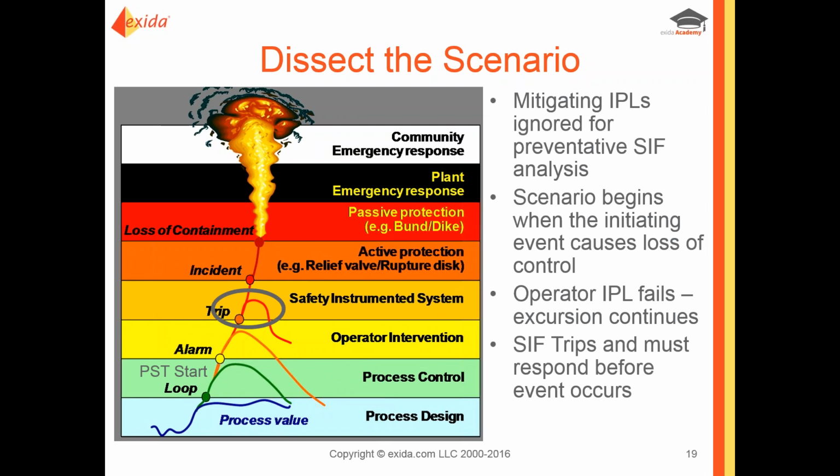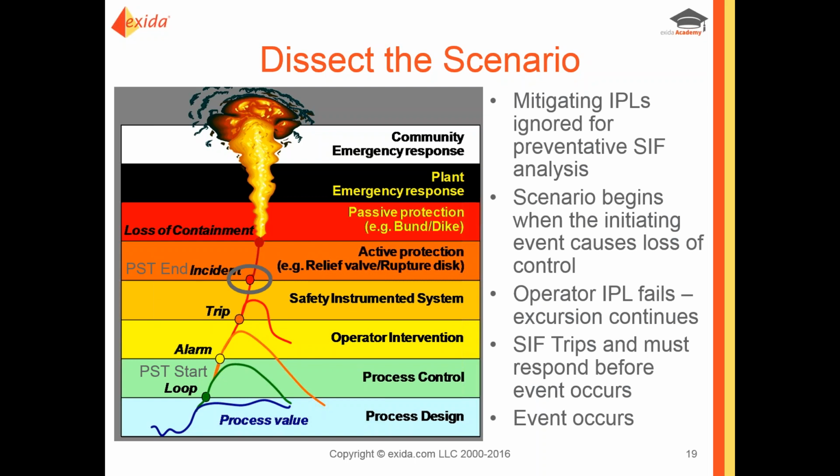The SIF must trip before the event actually occurs, and we want it to respond early enough that any process lags can be considered, and we can in essence take the process excursion, stop the forward sequence of events, and return the process back into normal control conditions or a safe state.